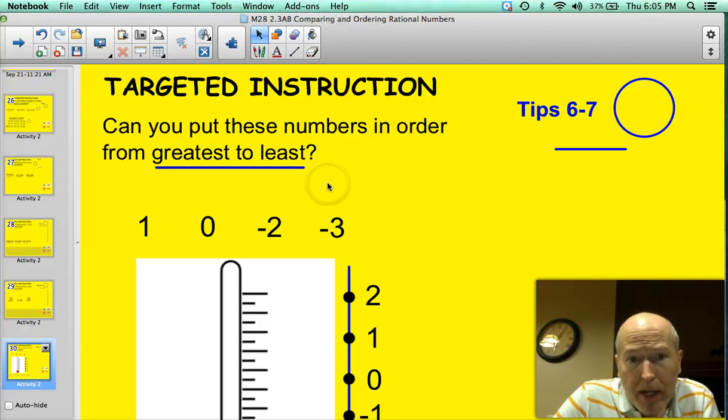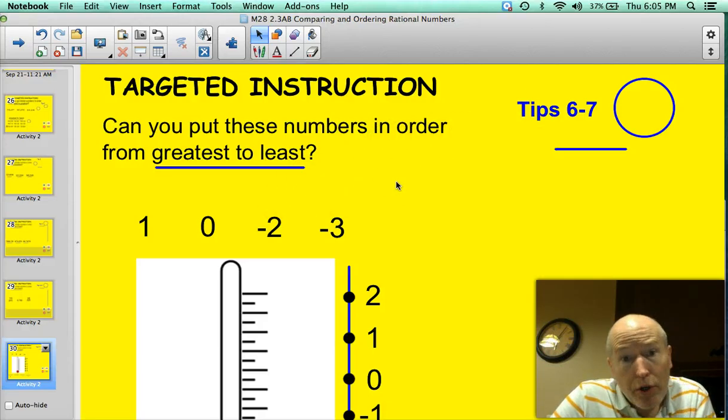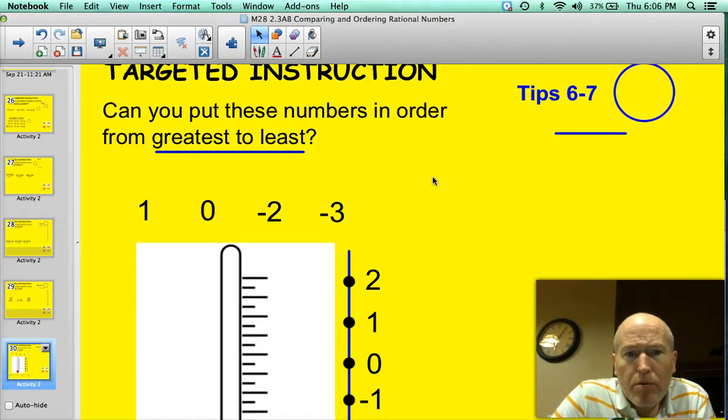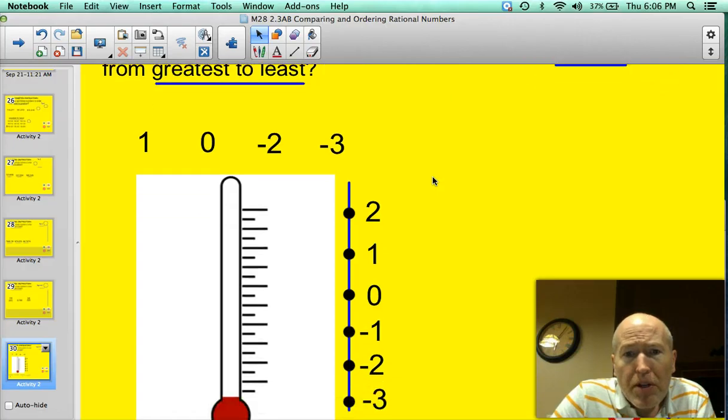A couple of tips, actually. Sometimes you're going to end up working with negative numbers. It's not really a target in 6th grade, but we like to expose you to them. So you can think about putting your number line going up and down, and this sometimes helps. It's kind of like a thermometer.